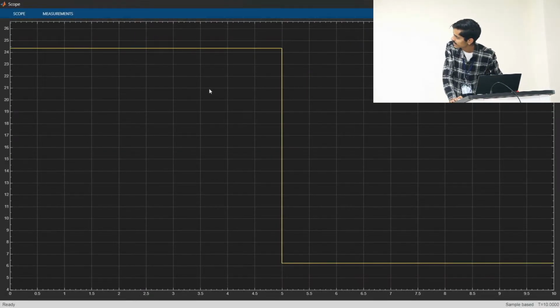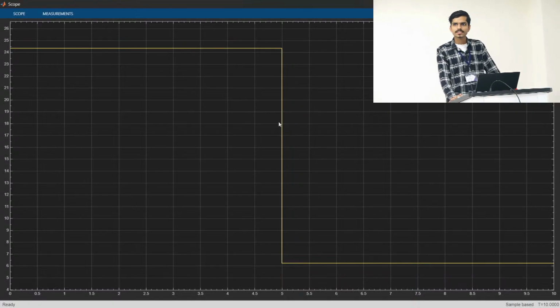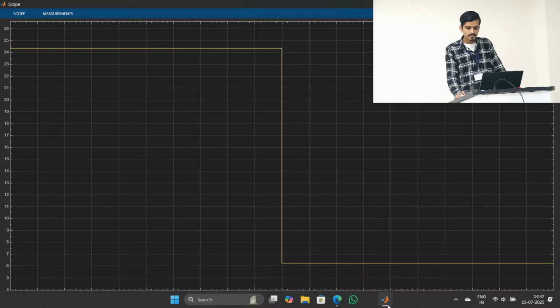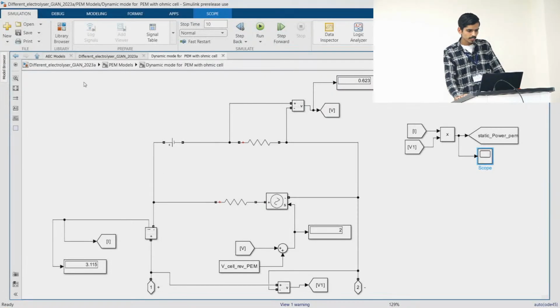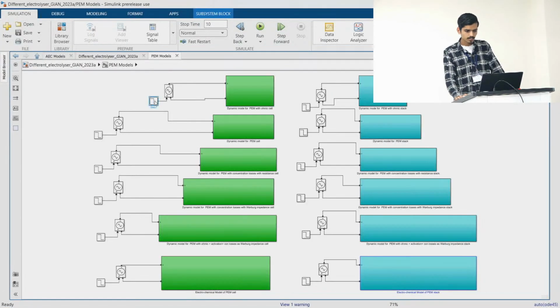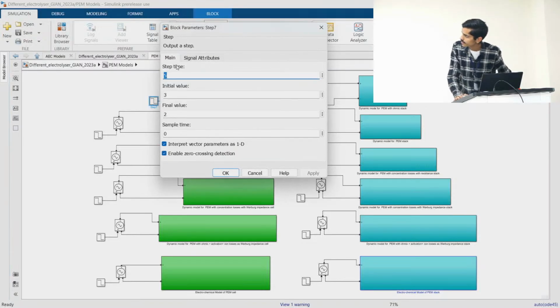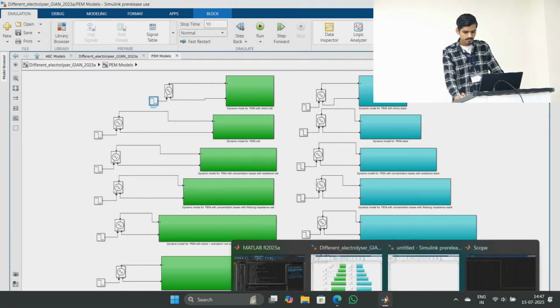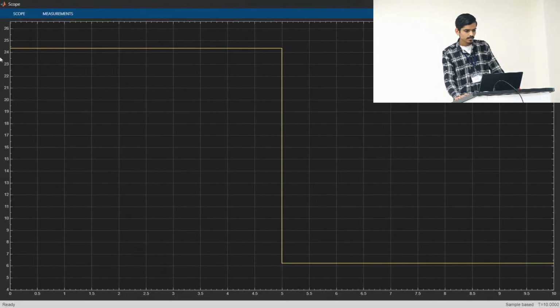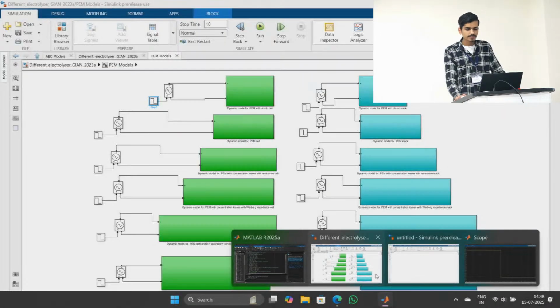So this curve represents our power. You are able to see this step change. This is due to the voltage change. Basically we are giving a step change in our voltage to make sure that our electrolyzer works properly. This is the step we are giving at 5 seconds. So here we are seeing that power is equal to 24, which is the result of V into I. This is the static model.